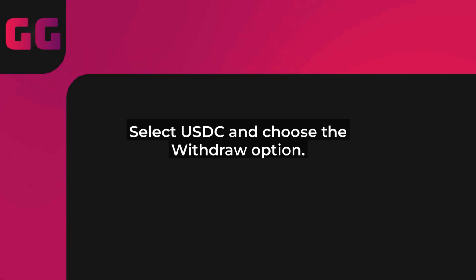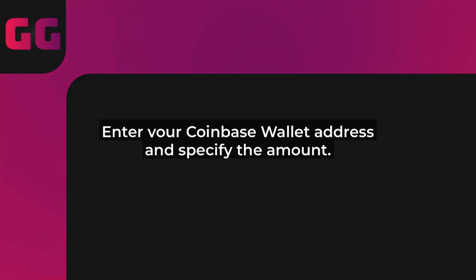Next, select the Withdraw button for USDC. You'll be prompted to enter the destination address, which is your Coinbase wallet address. To get this, open your Coinbase wallet app or website, go to your wallet settings, and copy the USDC specific address. Paste it into the Bitmart withdrawal form, and don't forget to specify the amount you want to withdraw.